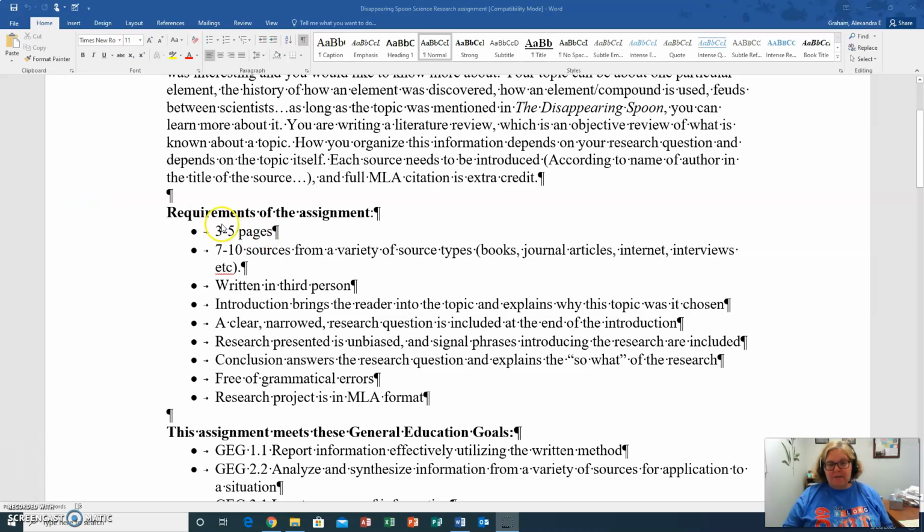So some requirements: 3 to 5 pages, 7 to 10 sources from a variety of source types. So you have books, journal articles, internet, interviews, maybe you know a scientist, right, and you could interview that person. That could be cool. All right, it should be written in third person. So third person is no I, me, my, we, our, us, you, your, y'all, right? None of those. He, she, it, they. Them's your pronouns. Okay?